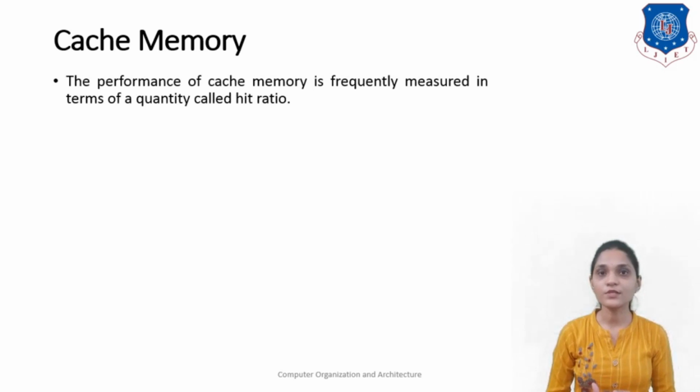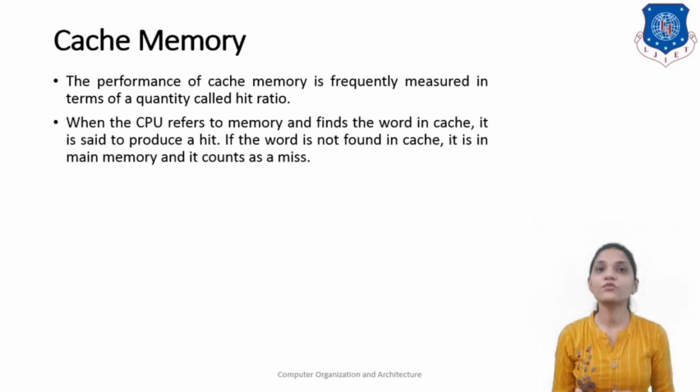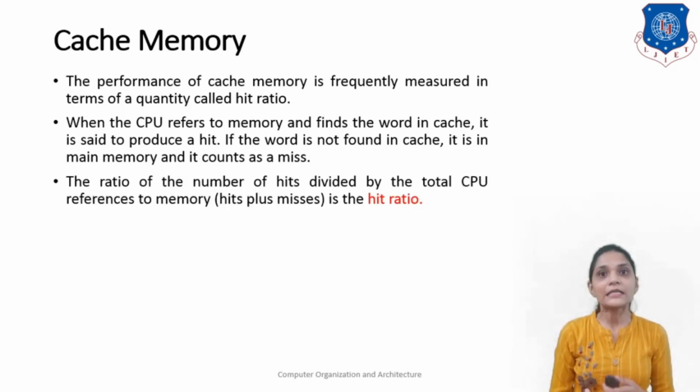So, the performance of the cache memory is frequently measured in terms of a quantity known as the hit ratio. When the CPU refers to the memory and finds the word in the cache, it is said to produce a hit. If the word is not found in the cache, it is in the main memory, and it counts as a miss. The ratio of the number of hits divided by the total CPU references to the memory, that is hit plus miss, is known as the hit ratio.